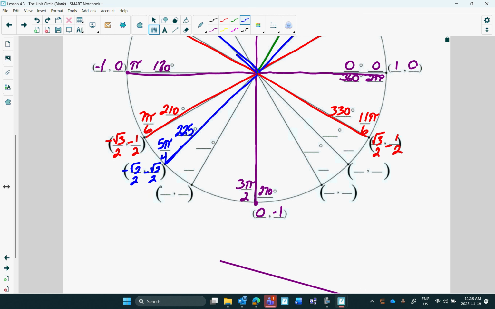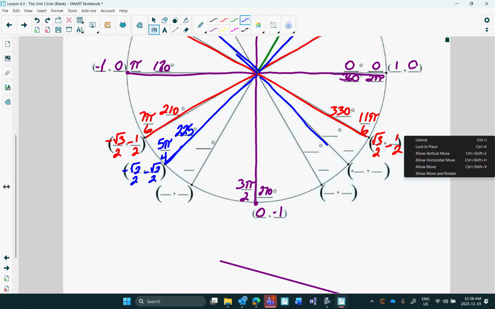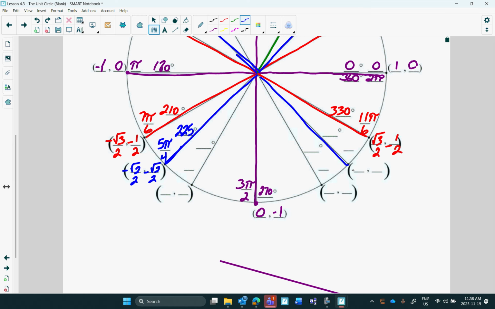And finally, 315 degrees, how many pi over 4s? How many pi over 4s are in 2 pi? 8 pi over 4, right? 8 pi over 4 is the same as 2 pi. So a little bit less. 7 pi over 4. I did hear somebody say it. I just wanted to explain how I got it again. It's the same root 2 over 2s, except the y is negative.